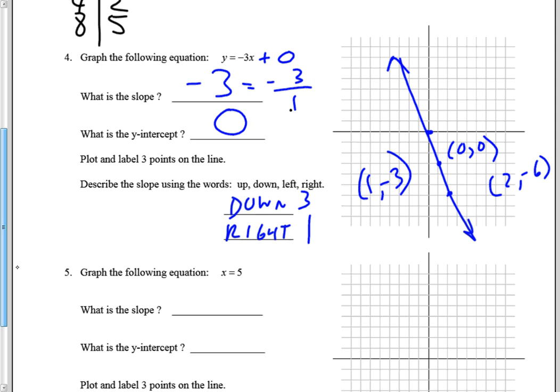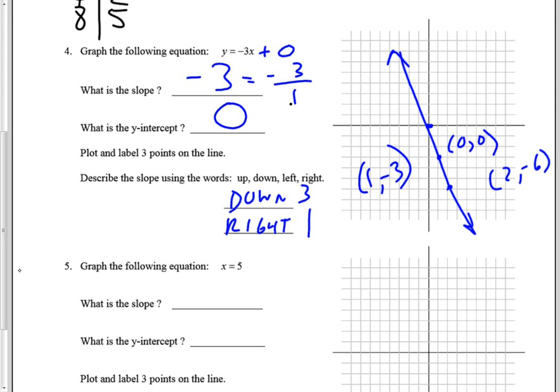Is that down right? I think that's too big. Good morning.